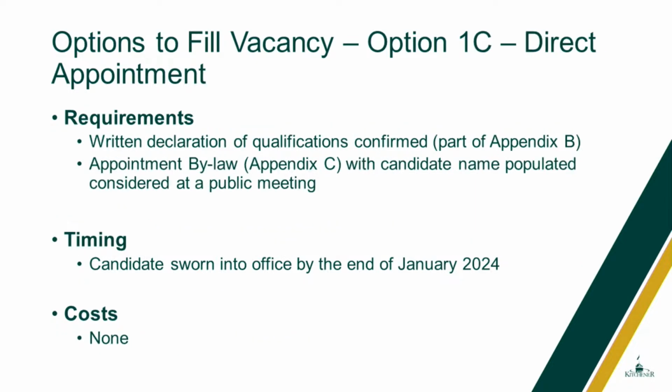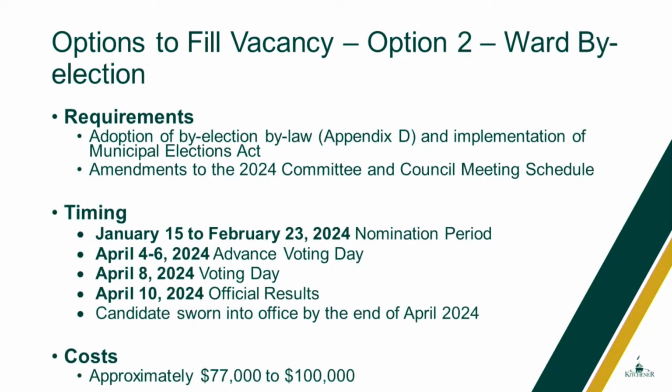Option 1C, the direct appointment of a candidate without a formal process, would require the clerk to confirm that the candidate is qualified and consents to the office. If both conditions are met, like in option 1A, an appointment bylaw would be brought forward for consideration at a subsequent council meeting. This option, like 1A, results in the fastest filling of the vacancy by the end of January with no costs. The second option is to direct the city clerk to initiate a by-election to fill the vacancy.